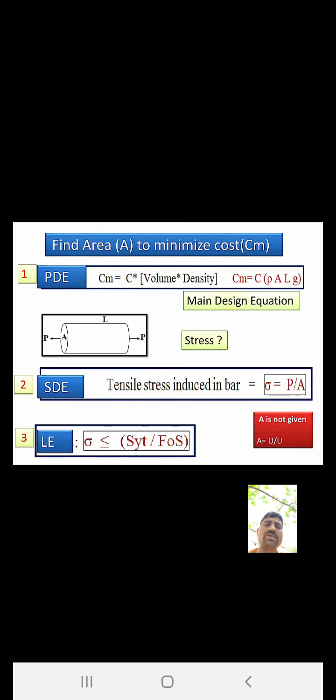Then what is the stress? Okay, we consider one cylinder having the tensile load P, and the area of the cylinder is A and the original length is L. Okay, and the secondary design equation, tensile stress induced in the bar, sigma is equal to P by A. Okay, and the third, limiting equation, sigma is less than or equal to SYT, yield tensile strength, divided by factor of safety. A is not given.